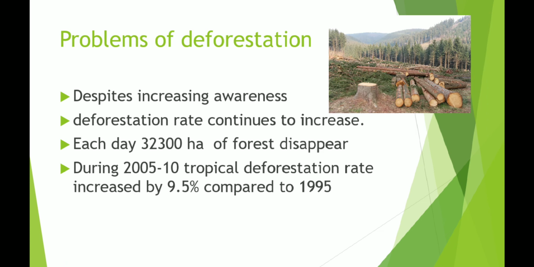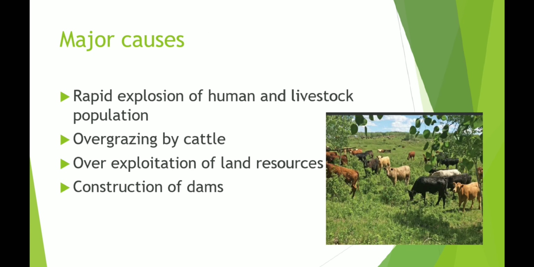Problems of deforestation. Despite the increasing awareness, deforestation rate continues to increase. Each day, about 32,300 hectares of forest disappears. During 2005 to 2010, the tropical deforestation rate increased by 9.5% compared to 1995. The major causes of deforestation: rapid explosion of human and livestock population, overgrazing by cattle, overexploitation of land resources, and construction of dams.